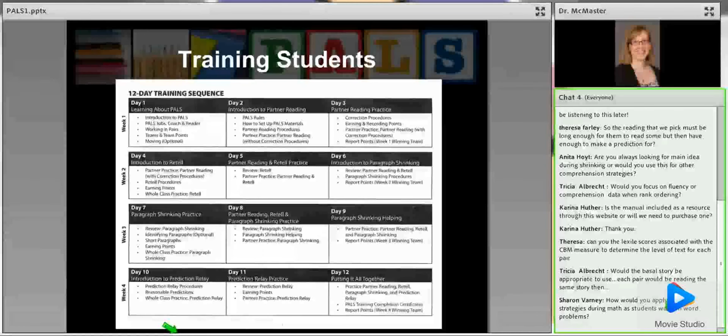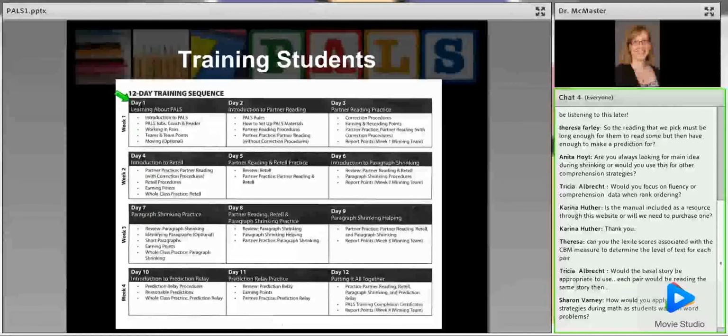Now on this slide, I am showing you the 12-day training sequence. So if you have the manual, or if you purchase it or somehow obtain it, you can find this in there. And this describes how you would introduce PALS to your students. So there are 12 training lessons that are generally implemented across 4 weeks. And you can see what kids are exposed to in each lesson.